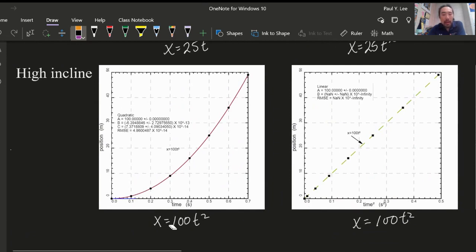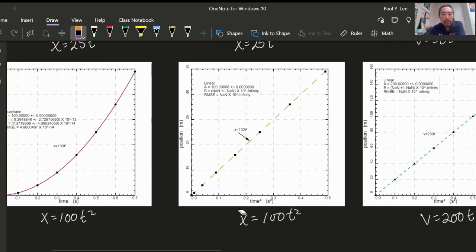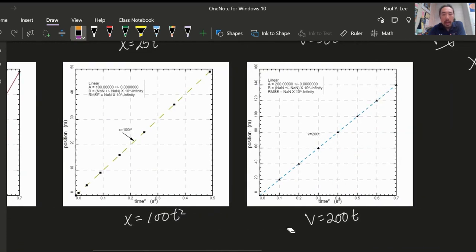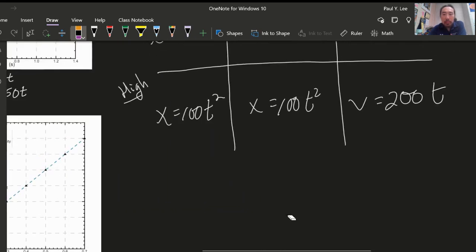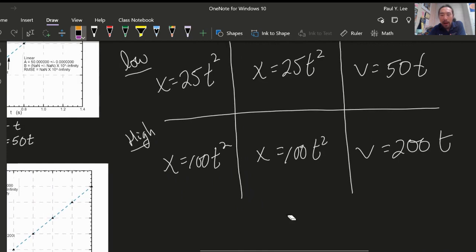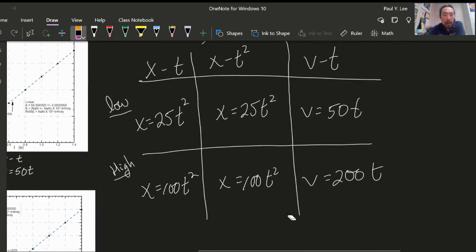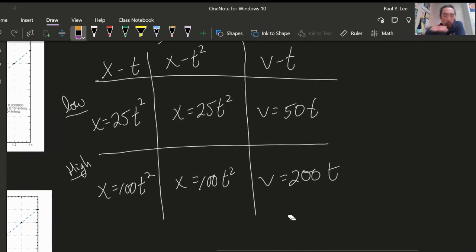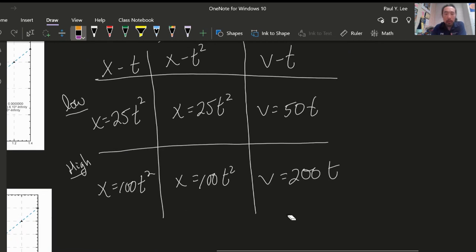Then down here, I have data for a high incline, and for my high incline, I have the formula x is equal to 100t squared. My position versus time squared graph has x is equal to 100t squared, and my velocity time graph has v is equal to 200t. So if you have your data in front of you, you can see how accurately you plotted the points by seeing whether your lines of best fit and your formulas follow this trend. I'm going to go over the trend with you in a little bit.